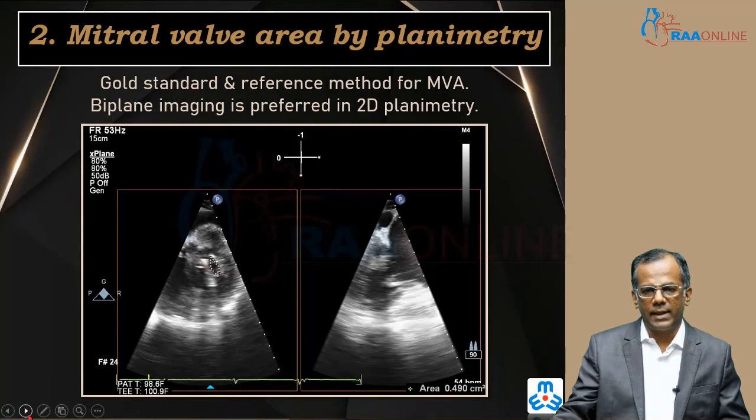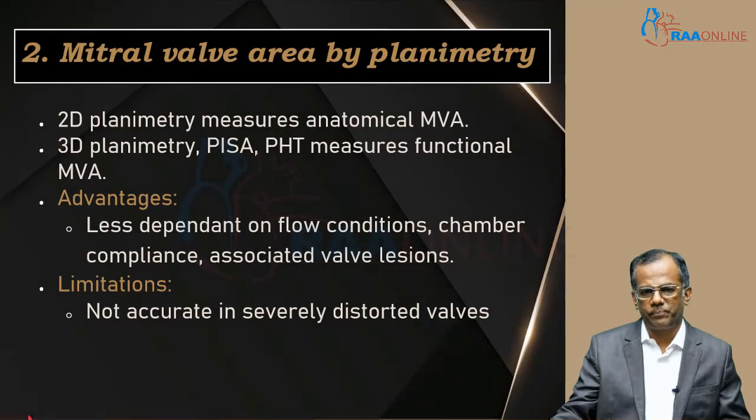This is the gold standard and reference method for mitral valve area calculation, and biplane imaging is preferred in 2D planimetry. The crux here is the plane should pass through the tip of the leaflets and not the base of the leaflets in rheumatic mitral stenosis to calculate accurately the mitral valve orifice.